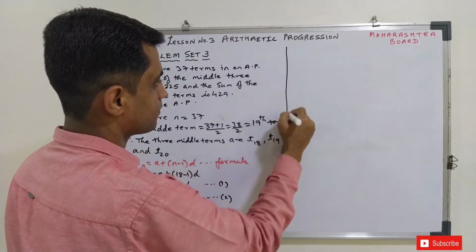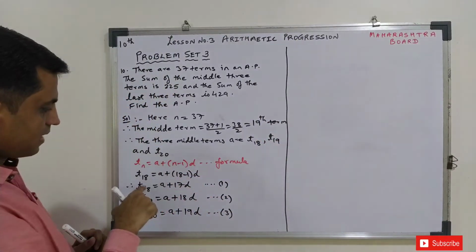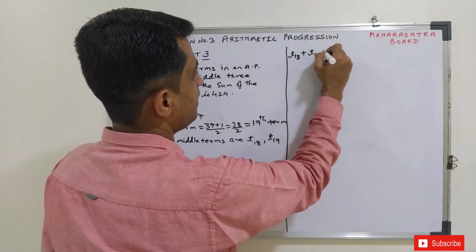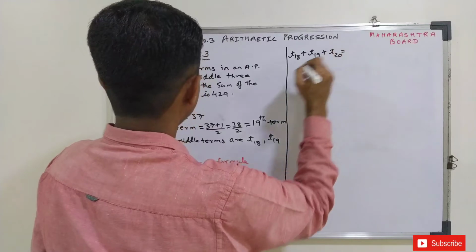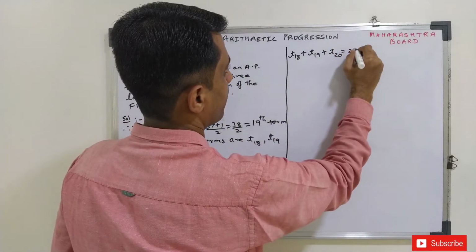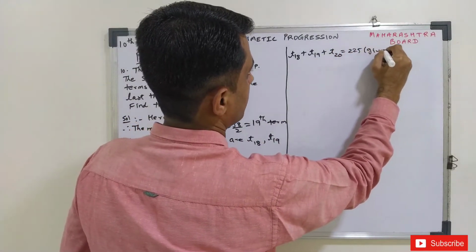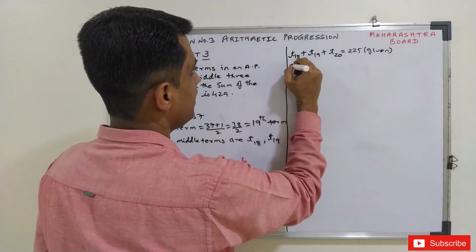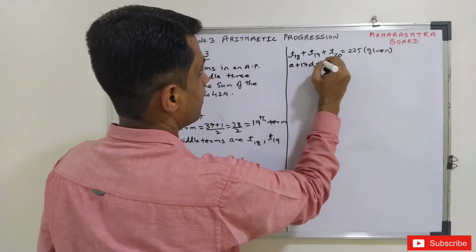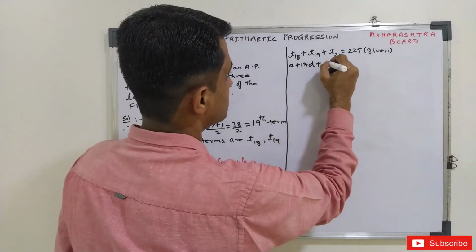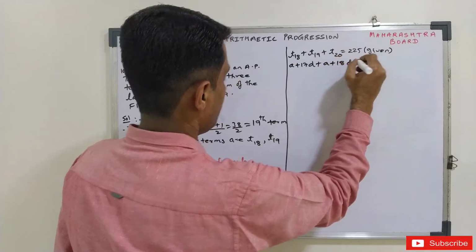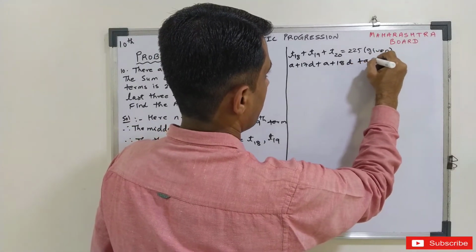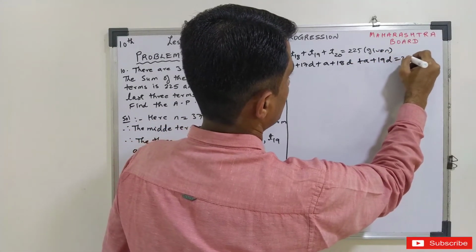Now what they are telling, the sum of the three middle terms is 225. Sum means add all these. T18 plus T19 plus T20 is how much? 225. That is given. Now instead of T18 what will you write? A plus 17D. Instead of T19 what will you write? A plus 18D. And instead of T20 what will you write? A plus 19D is equal to 225.